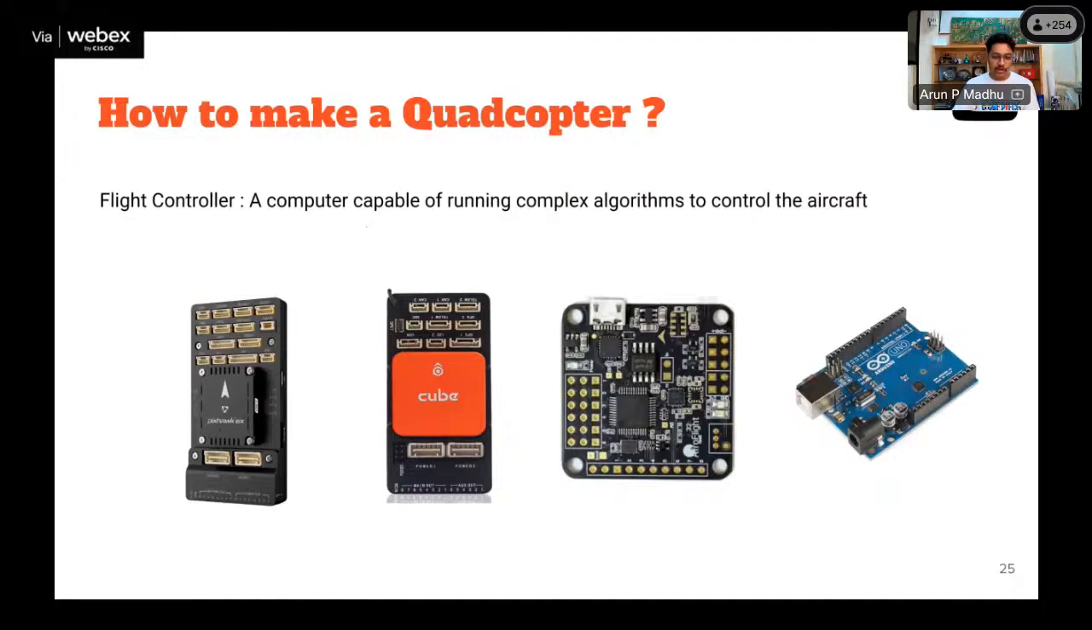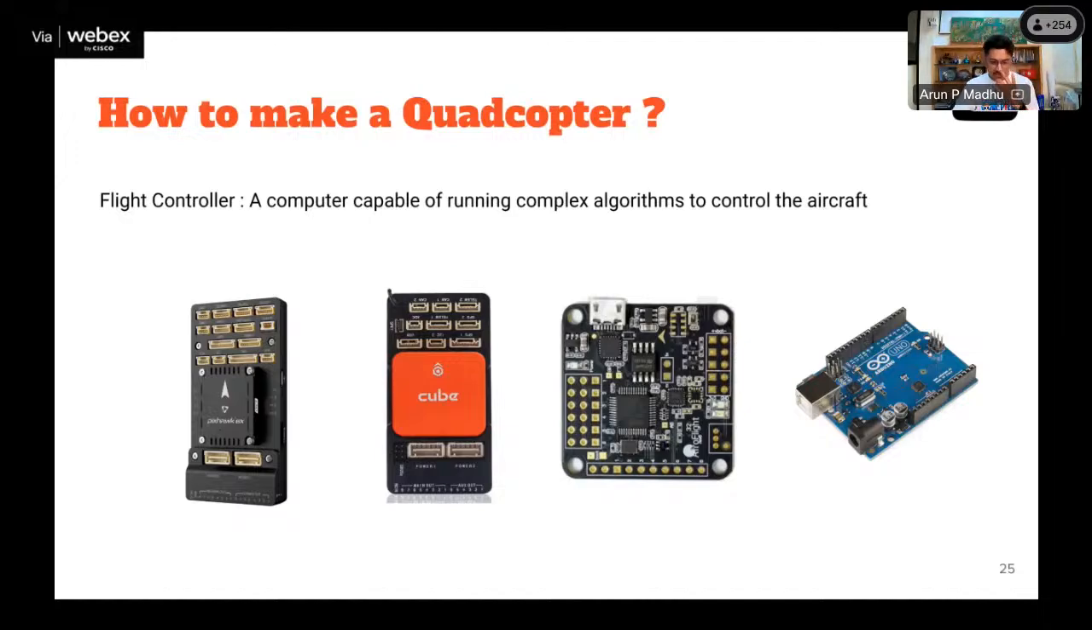The definition of a flight controller is something like this: a computer capable of running complex algorithms to control the aircraft. The motor driver requires PWM signals in order to make the motors rotate. Then you have to consider the position of the drone and the orientation of the drone. All those things you need to control will be controlled using something called a flight controller.